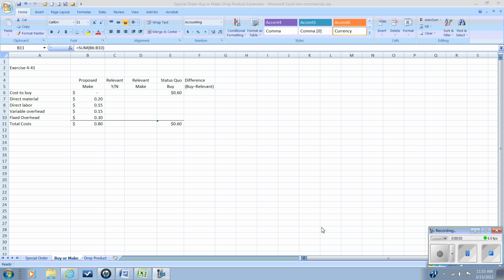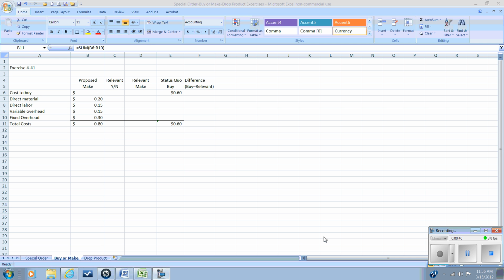In our second series on using cost analysis for decisions, we're going to be looking at a buy or make decision. We're going to be using problem 4-41. That's on page 138. I think that is. Yes, 138. So again, please have that available so you can look at it and see where we're getting the information from.